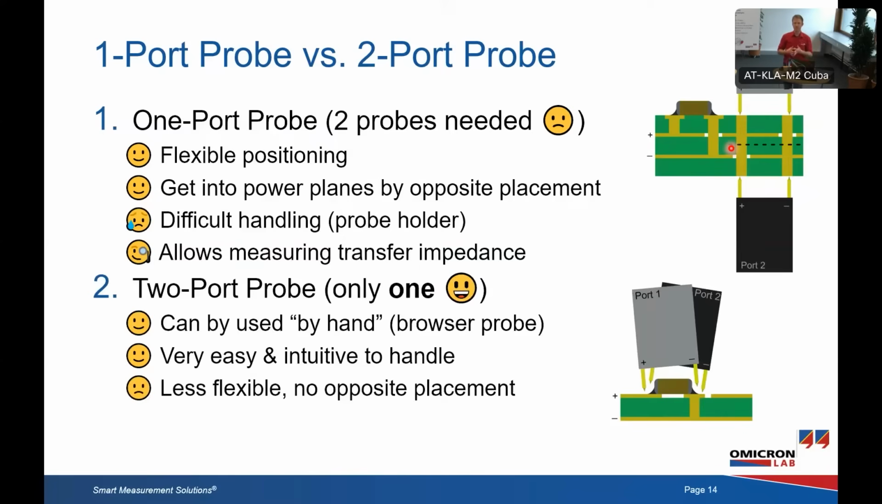Then there is the 2-port probe, and it's only 1 probe, so it's basically 2 1-port probes in one, and it has 4 pins that go to the device under test. The advantage of that probe is that you can use it by hand, so you can position it and measure. So it's a lot easier and intuitive to handle. The disadvantage is that it's less flexible because you cannot do the same things you can do with 2 1-port probes.